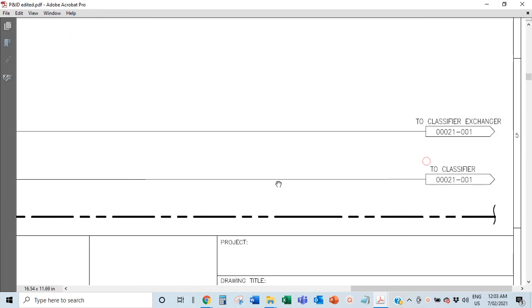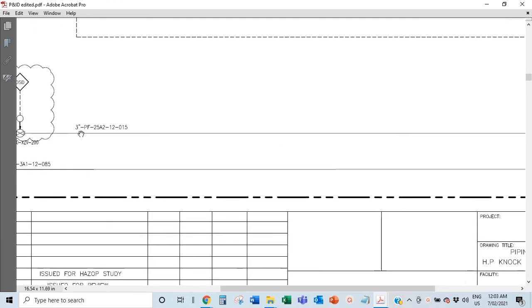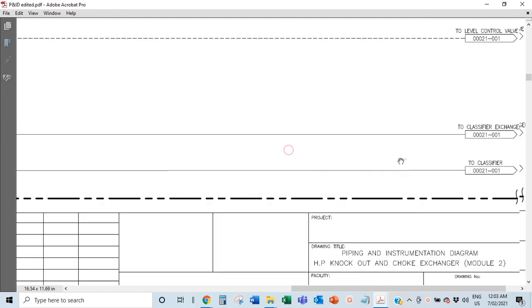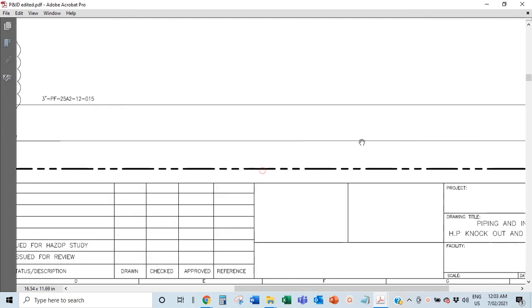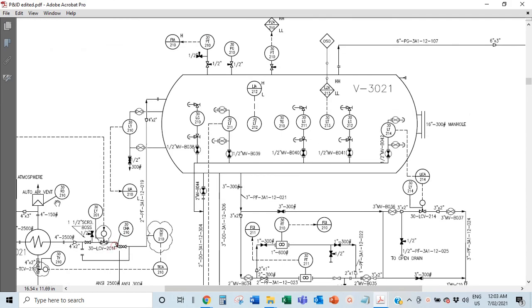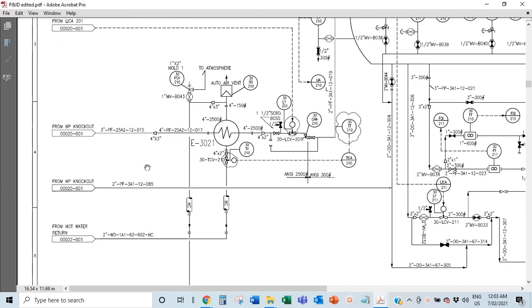So you have this line. I need to get the line number, 3-inch, this 12015 and this 12085, and this is going to page 21. So you have 12015, 12085. So you see 12015 from HP Knockout, 12015. That's the same line coming here. And where is 12085? That's the same line coming here.